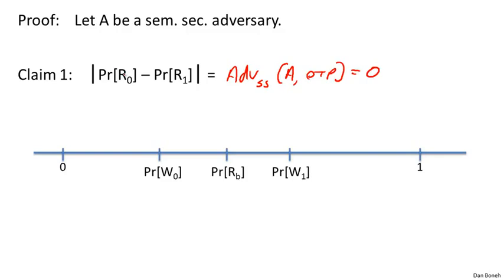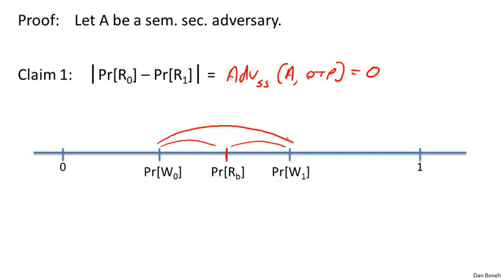Now let's put these events on a line segment between 0 and 1. Here are the events W0 and W1 that we're interested in. We want to show that these two are close. And here are the probabilities of R0 and R1, and since they're the same, I put them in the same place. We're going to show that both W0 and W1 are close to the probability of Rb, and as a result, they must be close to one another.